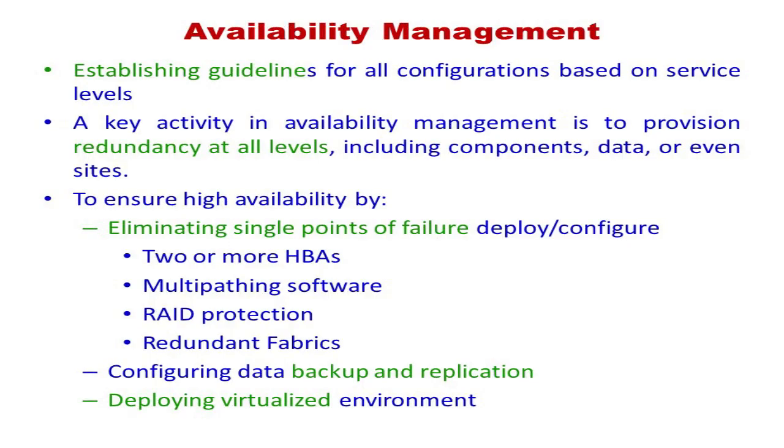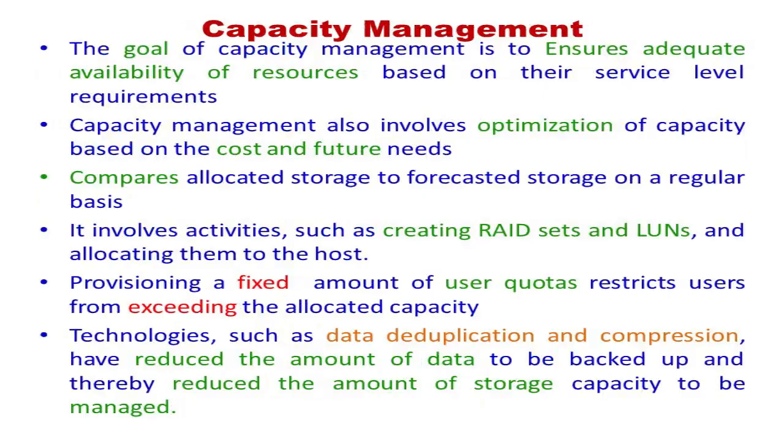Availability management: establishing guidelines for all configurations based on service level. A key activity in availability management is to provision redundancy at all levels, including components, data, or even sites. To ensure high availability by eliminating single points of failure, deploy or configure two or more HBAs, multipathing software, RAID protection, and redundant fabrics. The next one is configuring data backup and replication, and deploying a virtualized environment.